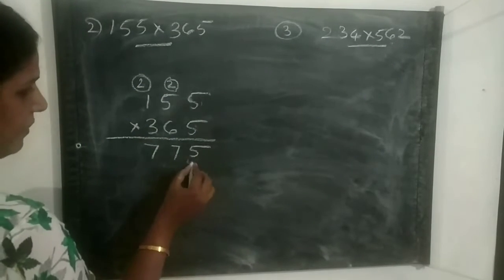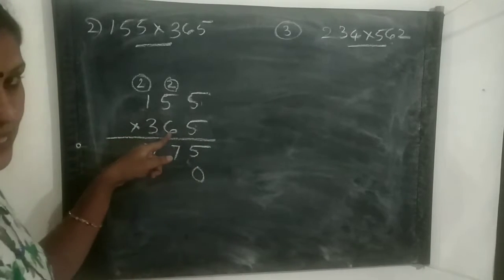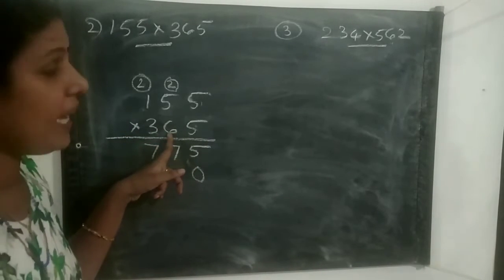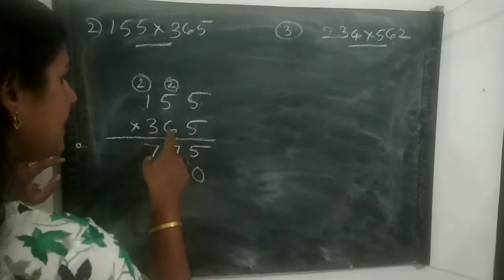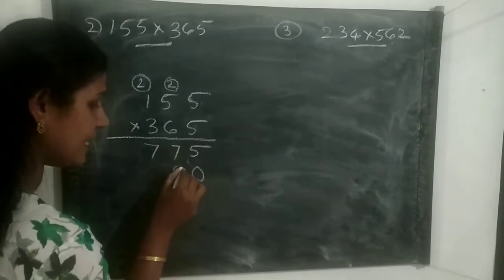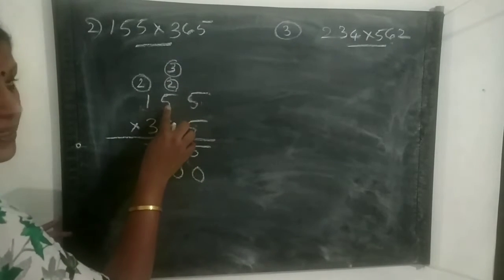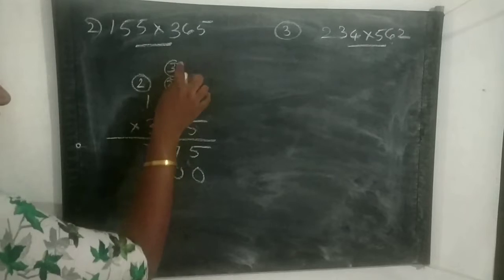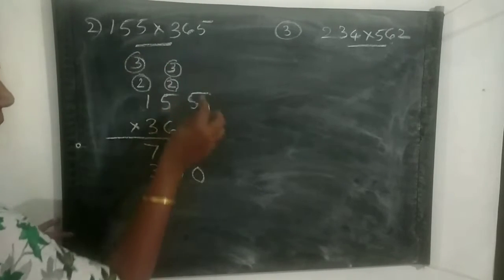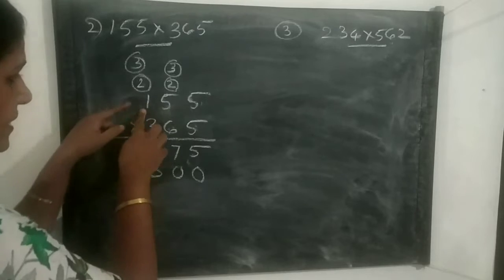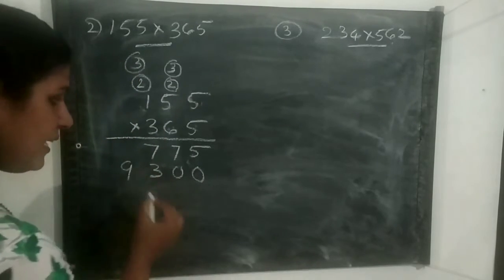Next we put the 0 in the unit place. Then we select the 6, the tens place number, and multiply it throughout 155. That is 6 5s are 30. Here we write 0 and the carry over is 3. 6 5s are 30, 30 plus 3 is 33. Here we write 3 and the carry over is 3. Then 6 ones are 6, 6 plus 3 is 9. So here we write 9.